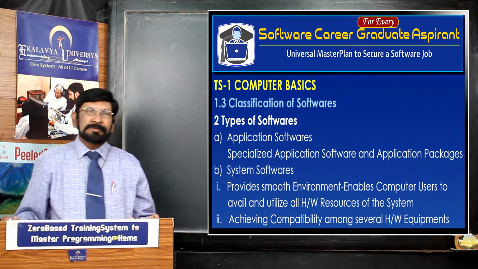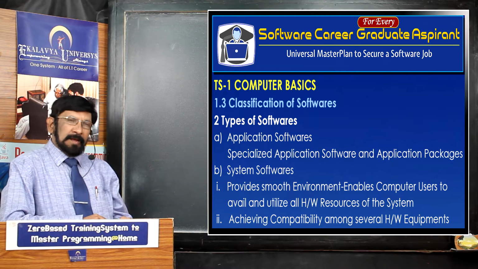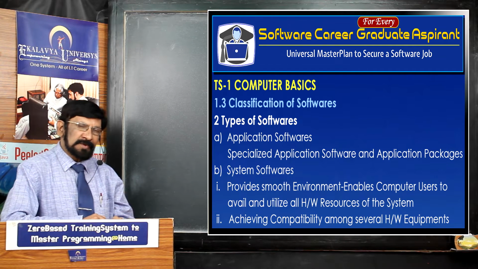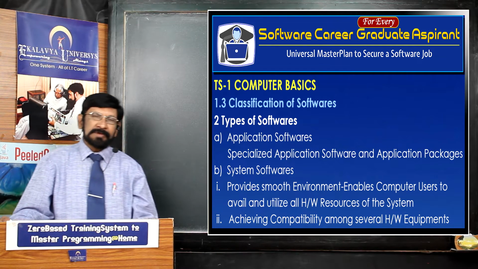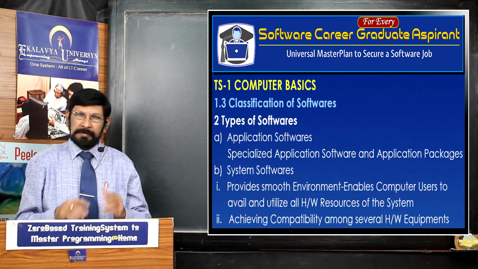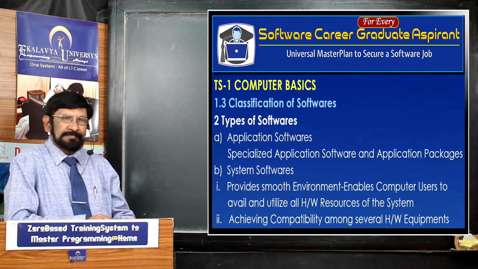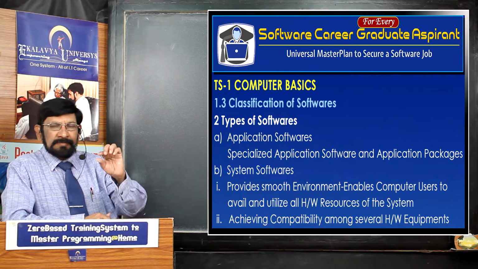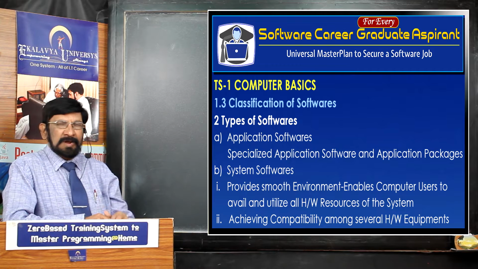In softwares also a classification is there. There are two types mainly, application softwares and system softwares. Application softwares are meant for performing certain specific tasks. Different application softwares are there. Hundreds of application softwares are available. Every application software can perform a specific task.